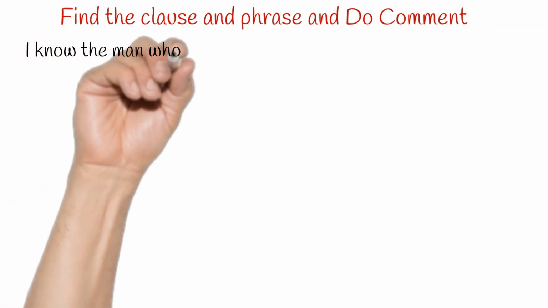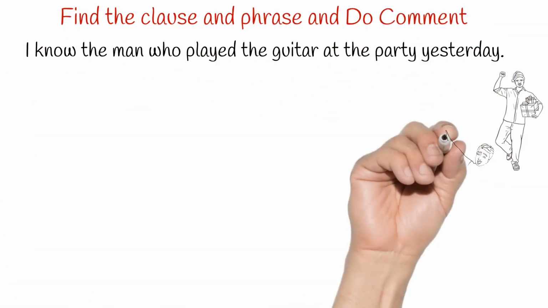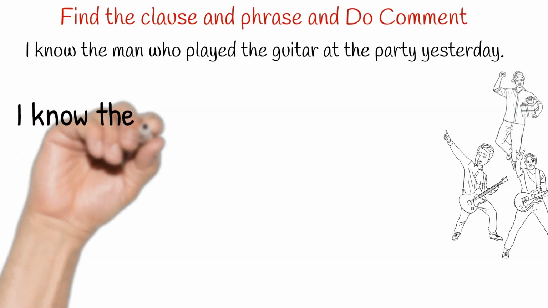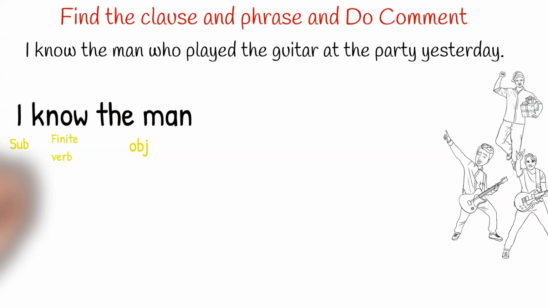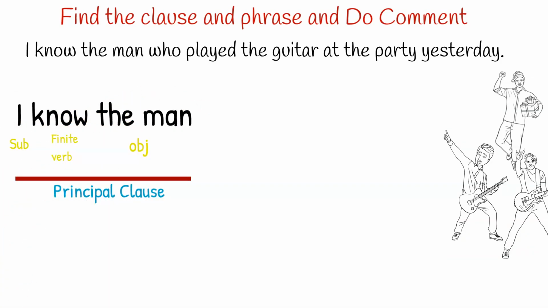Find the clause and phrase and comment. I know the man who played the guitar at the party yesterday. Here I know the man is a group of words, and it has its own subject I and the finite verb know, and the man is the object of the verb know. Hence it is a clause and it can convey its meaning without taking the help of any other clauses, so it is the principal clause.